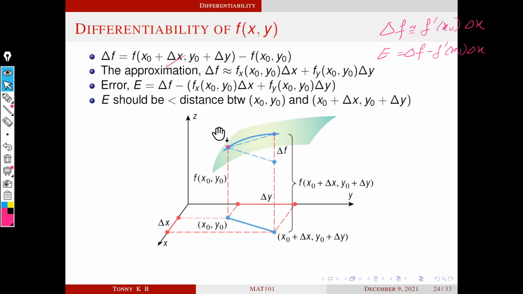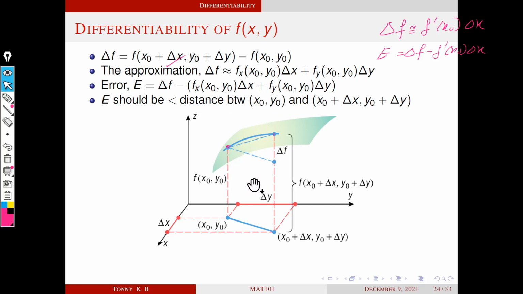In general, this is not true. There are theoretical functions that don't satisfy this criteria. But in most applications, this error is less than the distance between the points whenever the point is close to x naught, y naught. Okay, next we will verify this concept with a simple example.